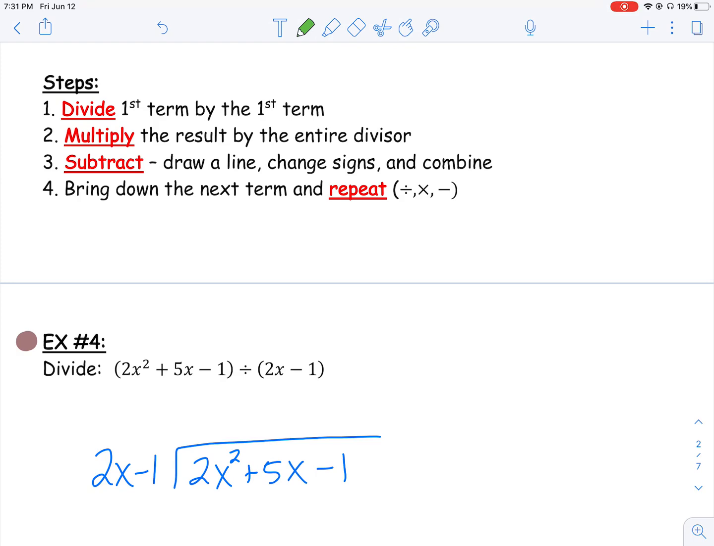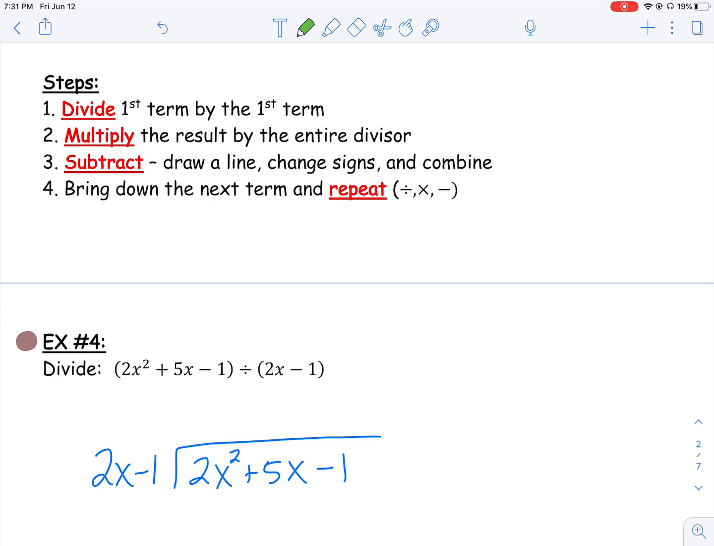Step number one is we're going to divide our first term by the first term. We're then going to multiply the result by the entire divisor. We're going to subtract, so we're going to draw our line, change our signs, and combine, making sure you change the sign to everything. We're going to bring down the next term, and we're going to repeat.